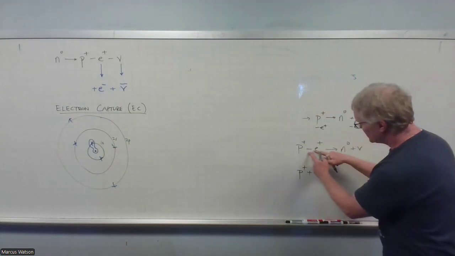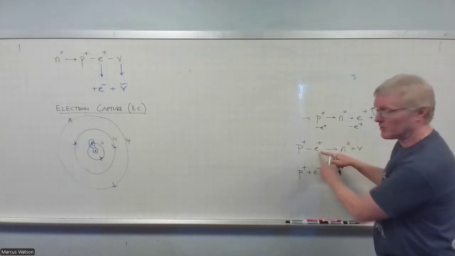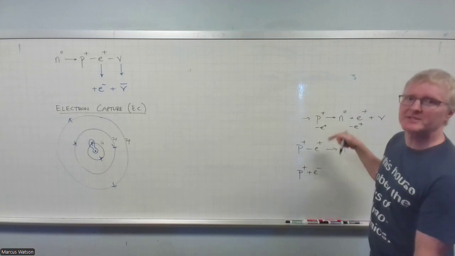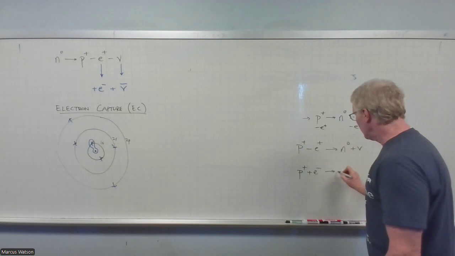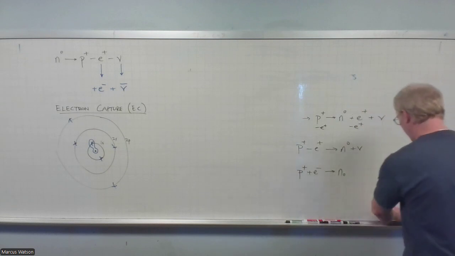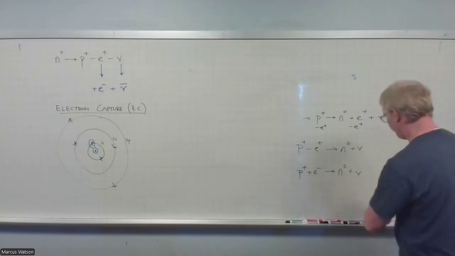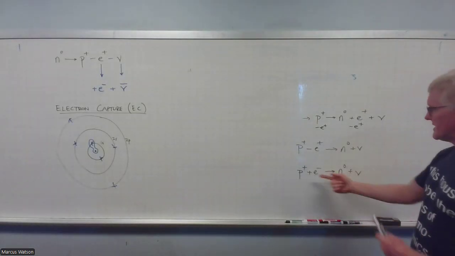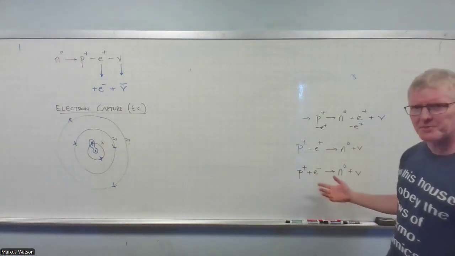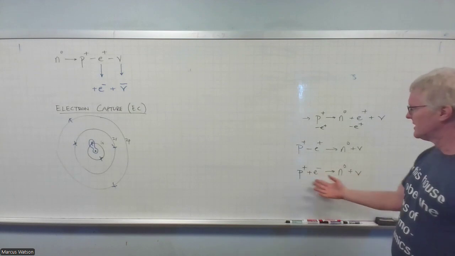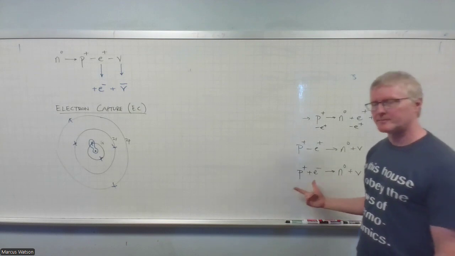If I'm going to change the algebraic sign of this thing, I'm going to change the particle into the antiparticle. Well, this is already an antiparticle, so that means I'm flipping it back into its regular particle. So now I'm going to do N naught plus neutrino. Okay, so this is the electron capture algebra, if you like. This is the reaction that's called electron capture.